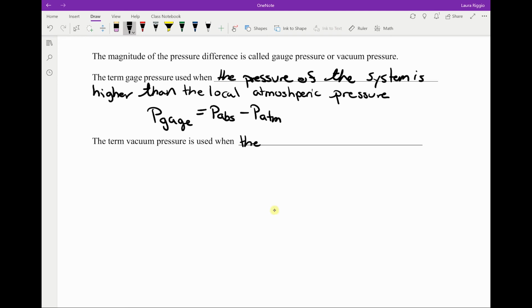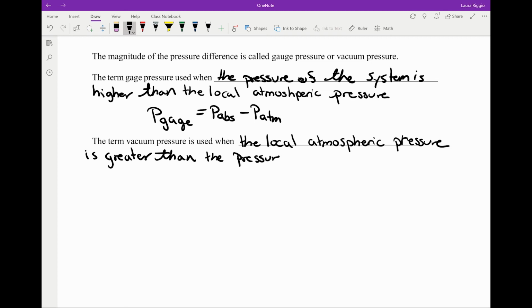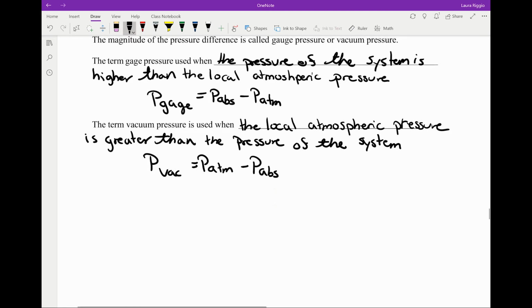And vacuum pressure is really the opposite. Vacuum pressure is when our local atmospheric pressure is greater than the pressure of the system. So P vacuum is equal to P ATM minus our absolute pressure.